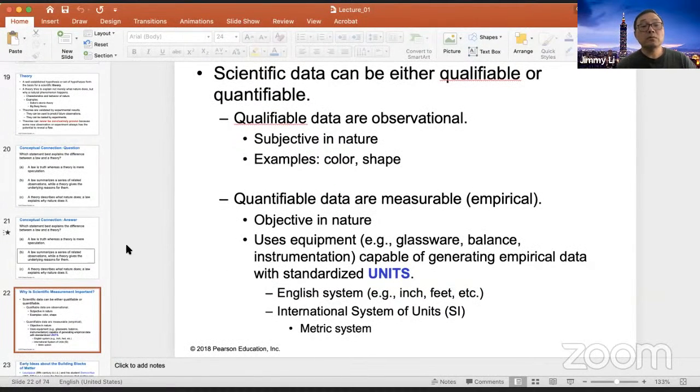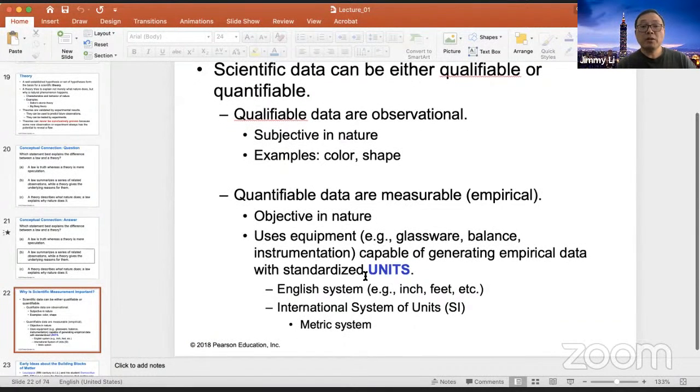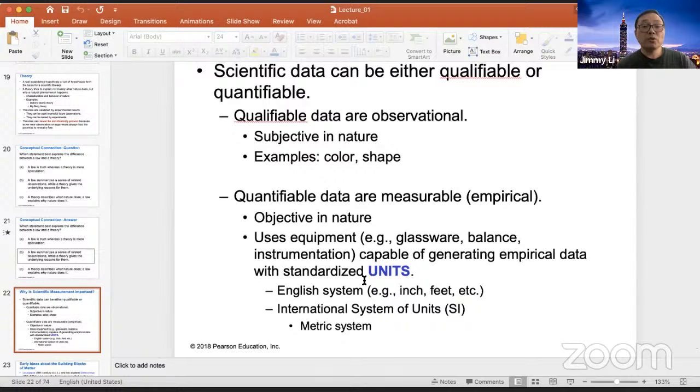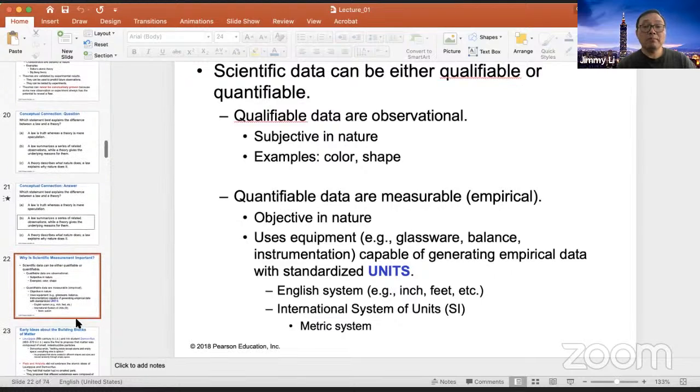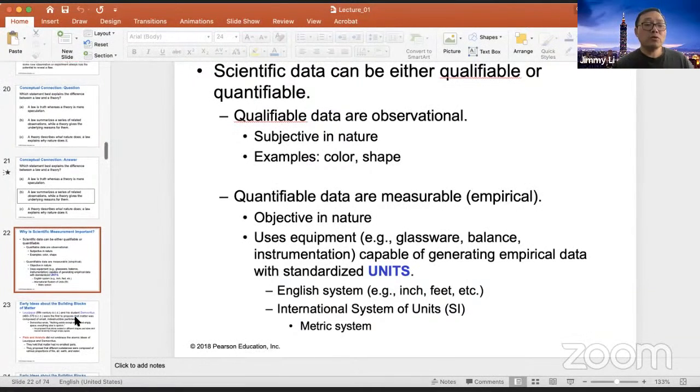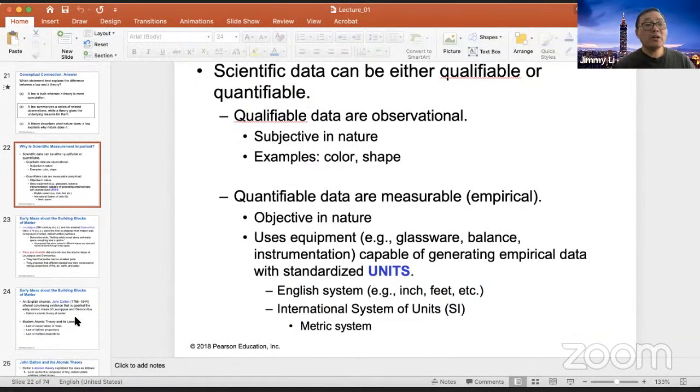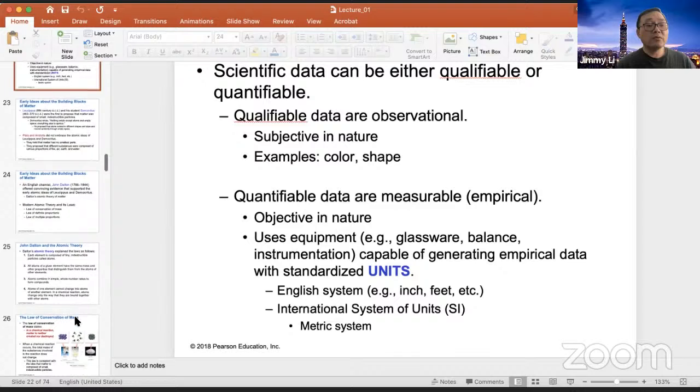Again, we'll talk about that whenever we have some kind of data points. We could have qualitative data. We could have quantitative data. So this is the page talking about qualitative versus quantitative. And again, quantitative data tends to be easier to understand versus the qualitative one here.